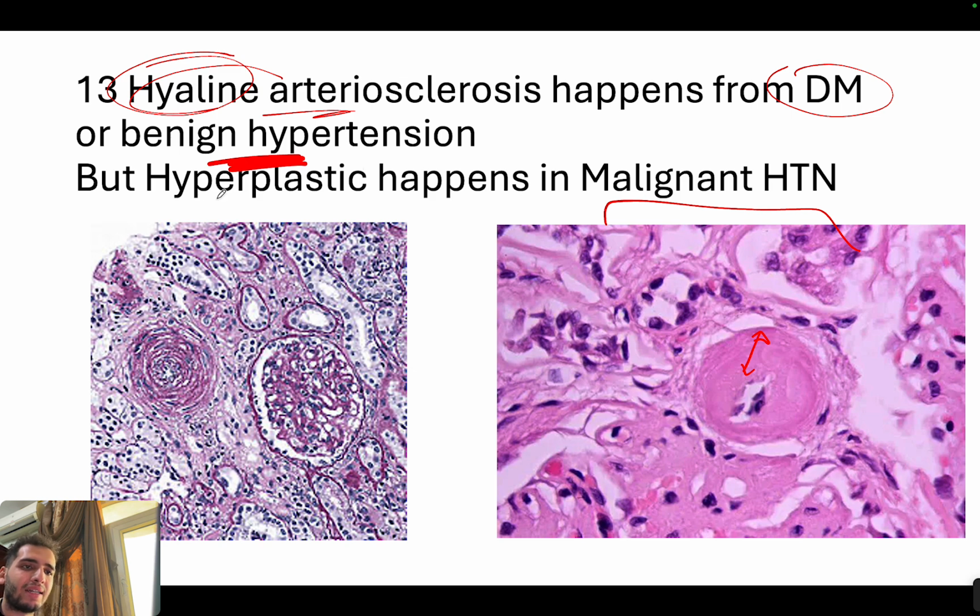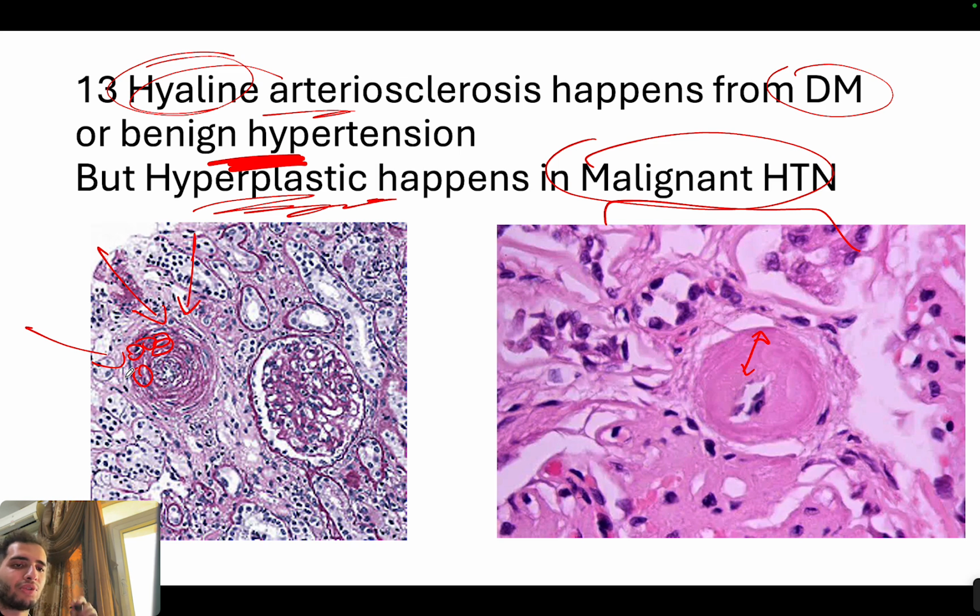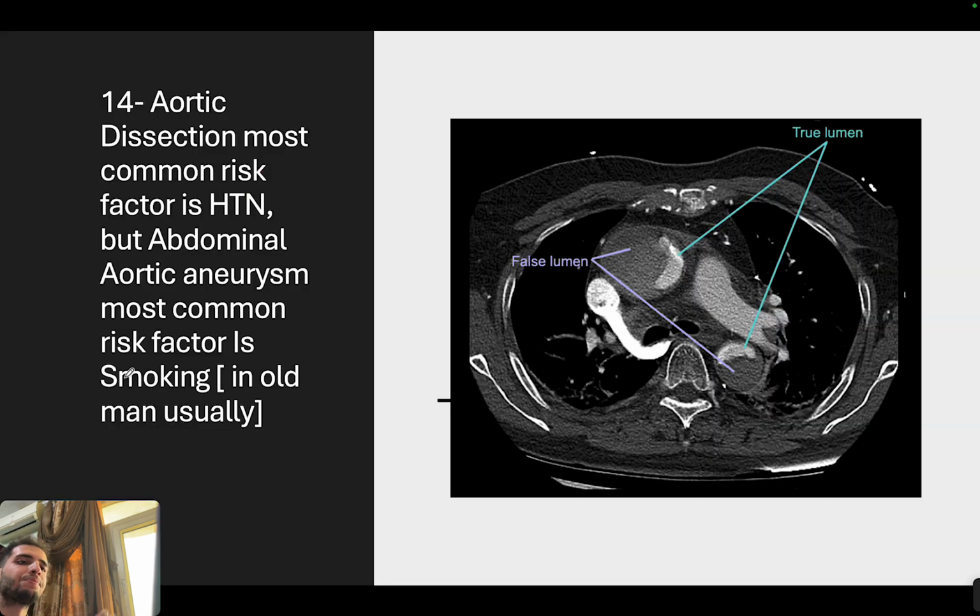But on the other hand, hyperplastic arteriolosclerosis happens in malignant hypertension. And this is hyperplastic here. You can see there are many cells in the blood vessel wall. The reason there are many cells is because it's called hyperplastic. So the cells of the blood vessel wall are somehow proliferating, okay?